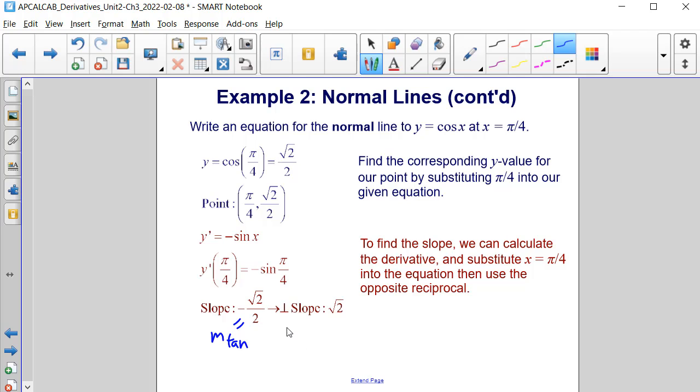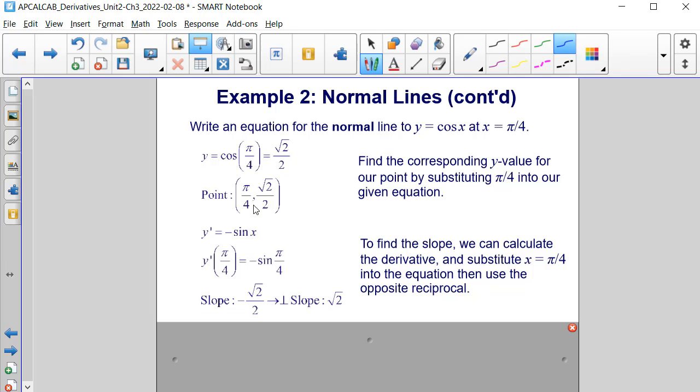So the perpendicular slope, or the slope of your normal line, is going to be the opposite. So this is negative, this one's positive, reciprocal. So that will be positive 2 over square root of 2. And then if you rationalize the denominator again by multiplying by root 2 over root 2, you get 2 square root of 2 divided by 2, or just positive square root of 2.